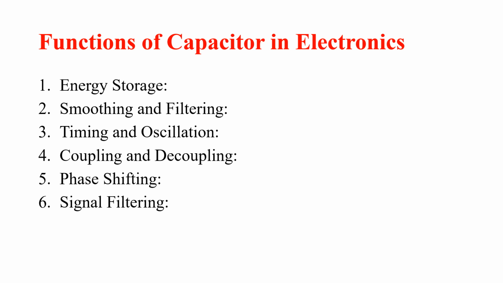Smoothing and filtering is another important application of the capacitors. In power supply circuits, capacitors smooth out voltage fluctuations by filtering out noise. It is one application. Many other applications of the capacitor for smoothing and voltage fluctuation you will find in electronics. They can help to convert alternating current to direct current by reducing ripple voltage.